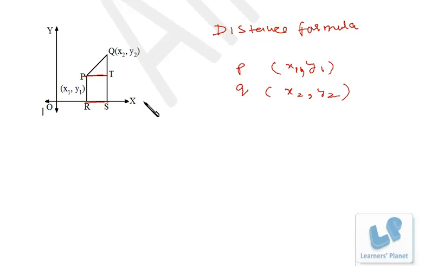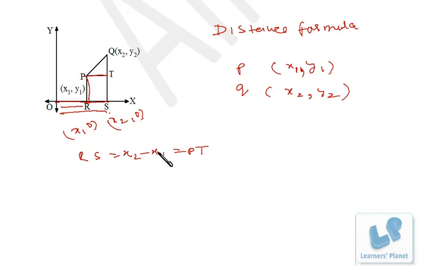On a coordinate system, the coordinate of P is x1 and y1. That means x1 is this distance and y1 is this distance. So the coordinates of R will be x1 and 0. Similarly, the coordinate of S: the complete distance from O to S is x2, so the coordinate of S will be x2, 0. This complete distance is x2, this complete distance is x1. That means the distance RS will be this minus this, that is x2 minus x1. So RS is x2 minus x1. Now RS is equal to PT, so the length of PT, or the distance between P and T, will also be x2 minus x1.